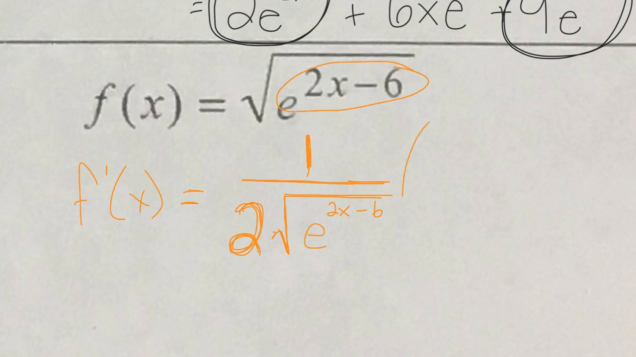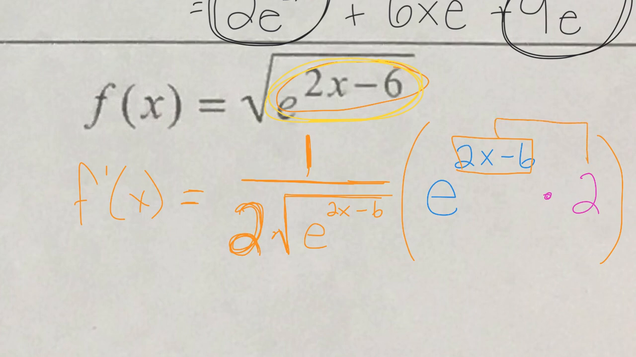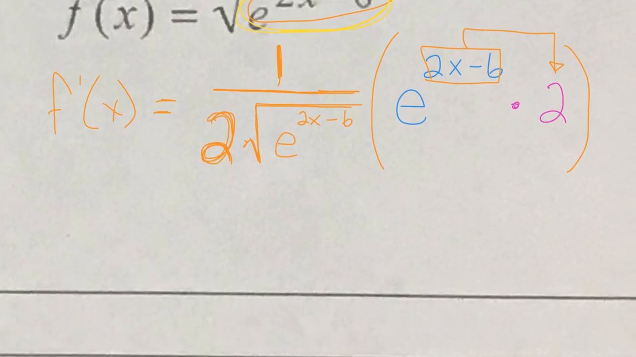Now, we have to use the chain rule and multiply by the derivative of e to the 2x minus 6. Okay, which is also a chain rule question in and of itself. So the derivative of e to the 2x minus 6 is e to the 2x minus 6 times the derivative of 2x minus 6, which is 2. Okay, so we apply the chain rule to every exponential problem that we have. We have to multiply our function by the derivative of the function. The outer is the square root, and the inner is e to the 2x minus 6.